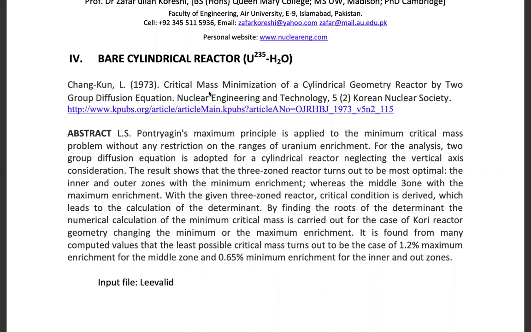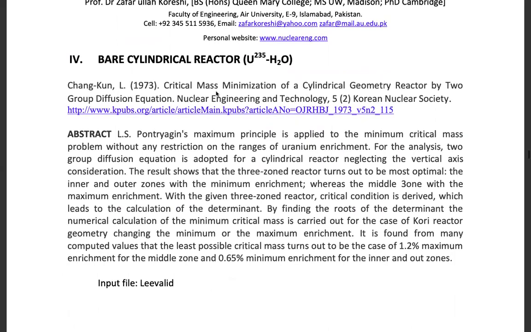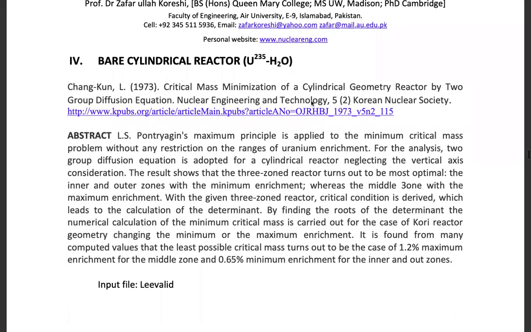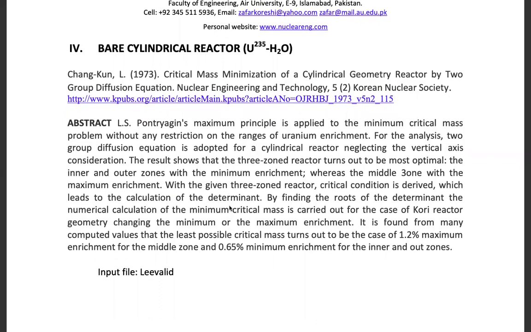Critical mass minimization of a cylindrical geometry reactor by two-group diffusion. So notice in those days they were doing two-group and using it for practical problems. This paper was published in Nuclear Engineering and Technology, Volume 5, Number 2, Korean Nuclear Society. It's a homogeneous solution of U235 and water. Now let's read the abstract of this paper.